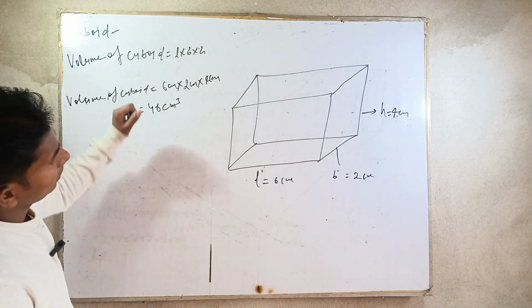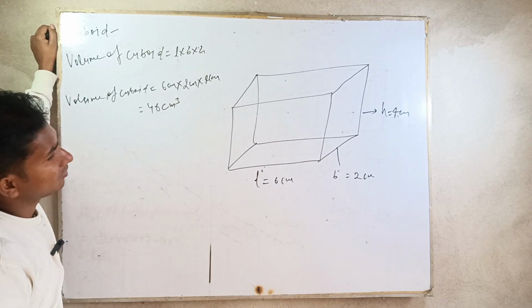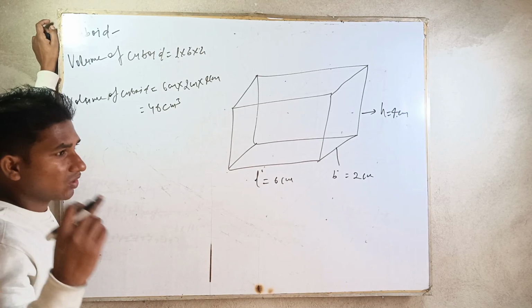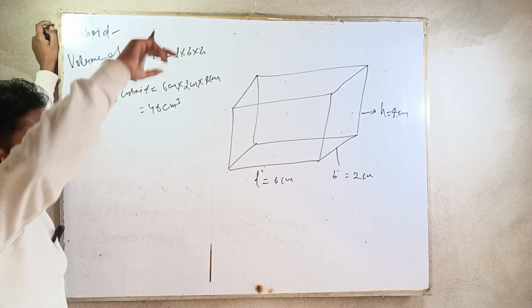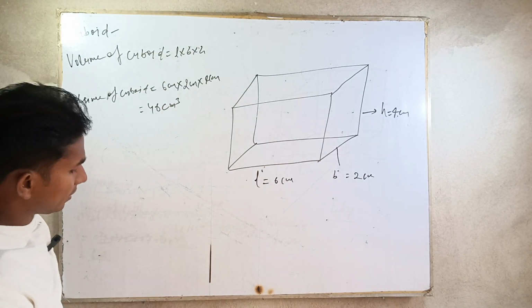And next one is surface area. Surface area means, I already told that I need to find out the surface area. It means this wall, height and breadth.